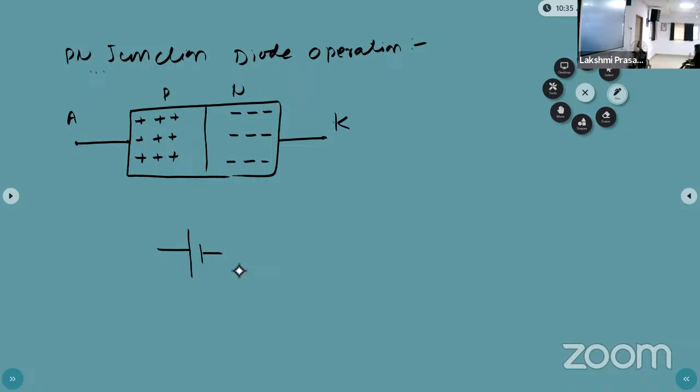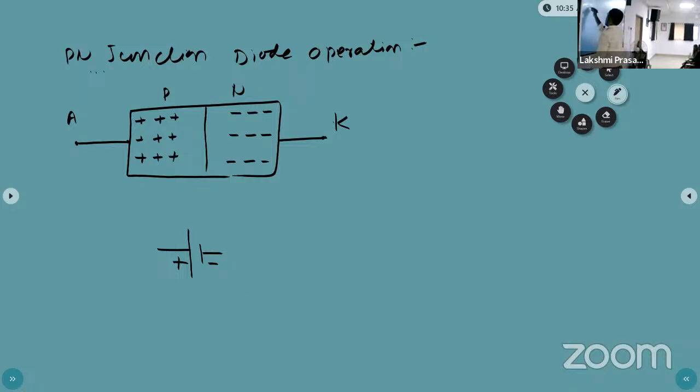Okay, now you can connect the power supply. That is the battery. The battery has two terminals, one positive terminal and one negative terminal. On one side you can connect the positive terminal, and on the other end of the diode you can connect the other terminal of the battery. So what do this large vertical line and small vertical line indicate? Positive. This is the battery symbol: battery positive terminal, battery negative terminal.